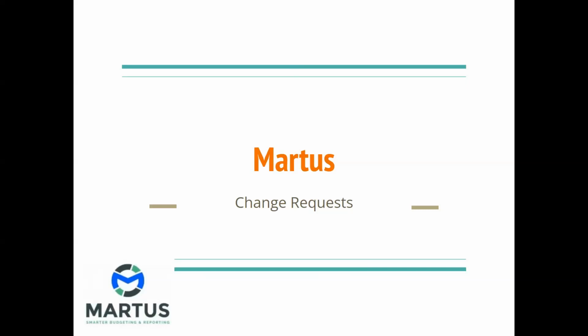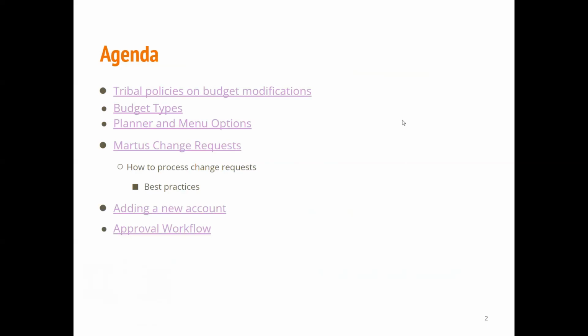We'll be covering Martus and change requests. So we do have a decent agenda today. We'll be doing an overview of the tribal policies and budget modifications, going through the different types of budgets that we have. And once we finish that, we'll get into Martus and actually go through an example of conducting a change request.